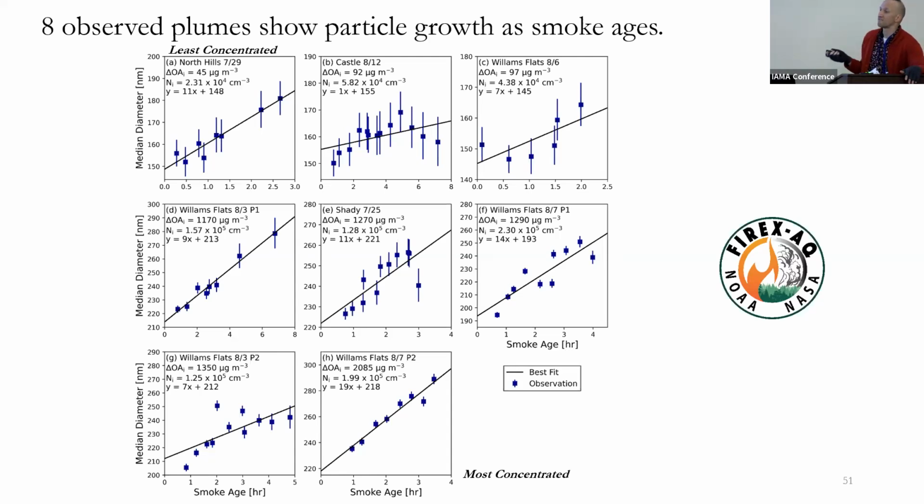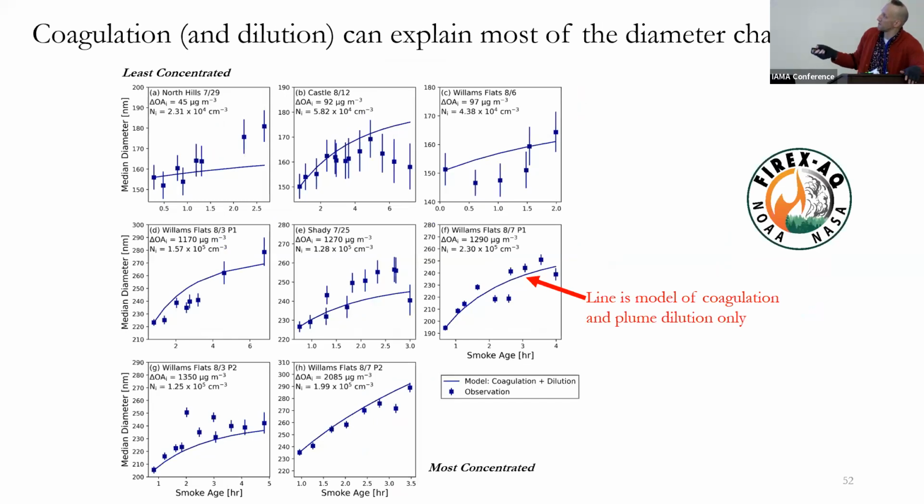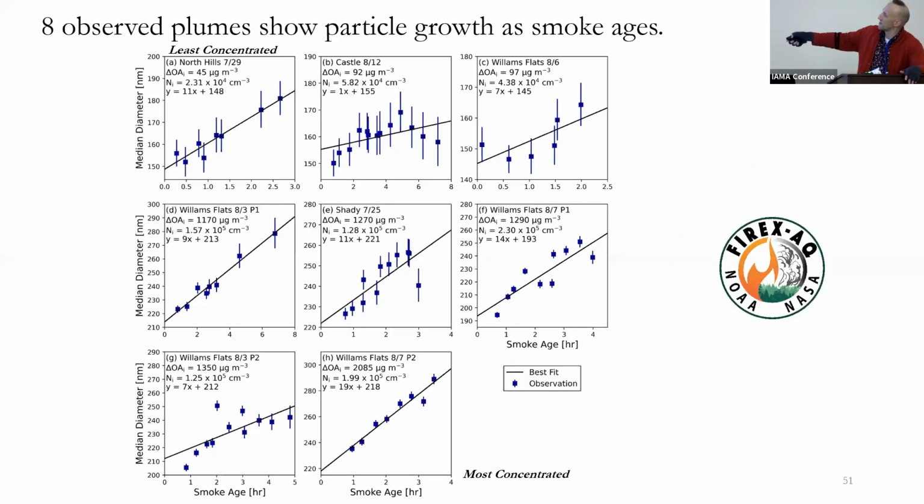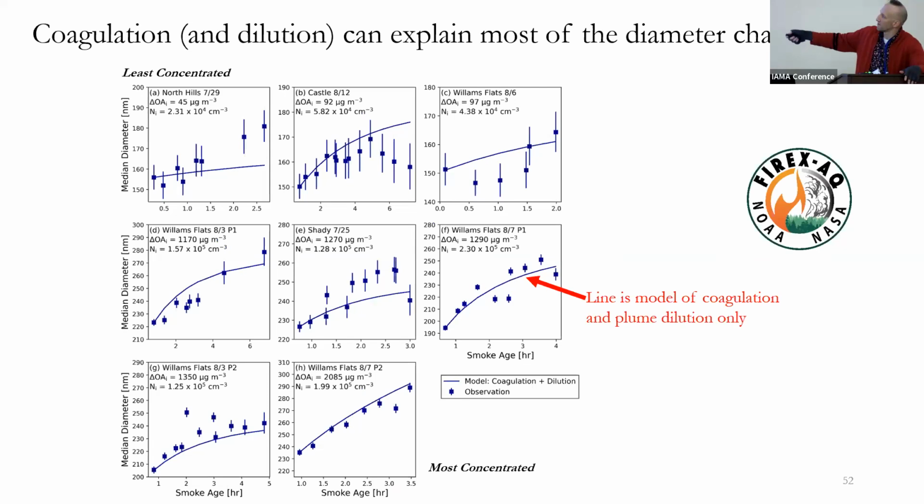So what Nicole then did to further test this is she ran a model. This is a different plot than this one. This is just trend lines. Now the lines here are model lines. In each of these cases, Nicole ran a model where she was only simulating dilution and coagulation. No SOA chemistry, no PLA evaporation, or any of those details. Just keep it simple: just dilution following what was observed and let the particles coagulate with each other.